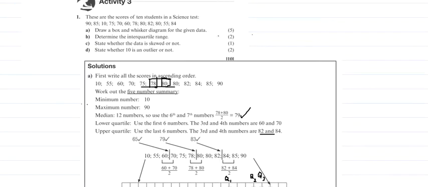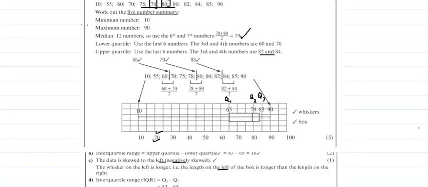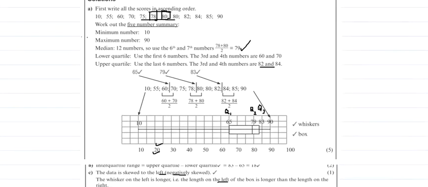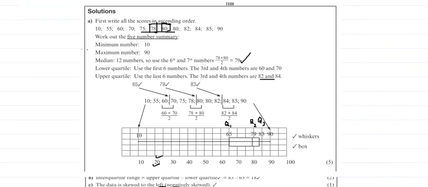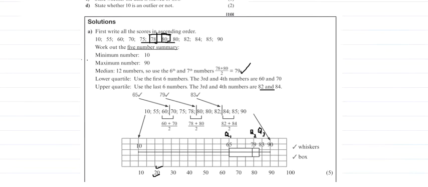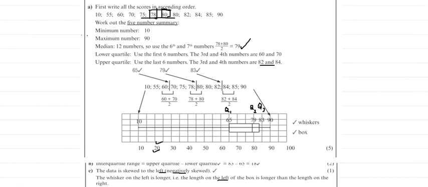Our last question asks us to determine whether 10 is an outlier or not. If you look at our diagram, we can see that 10 is quite far from the rest of the data. So the person that scored 10, that is telling us that it's not a normal score, and should not have been a score in that class.